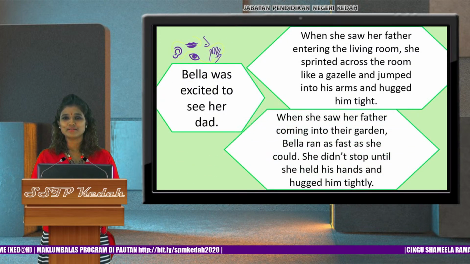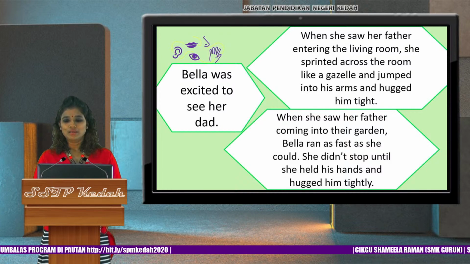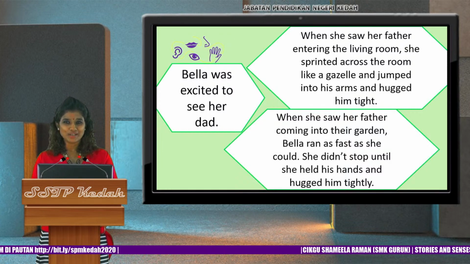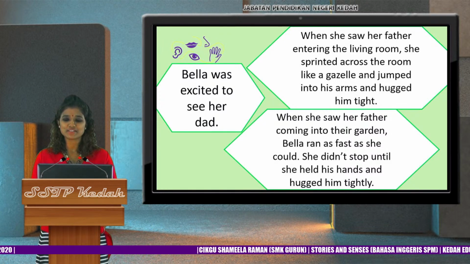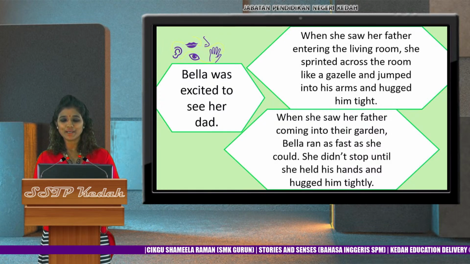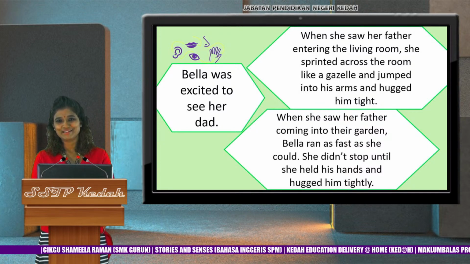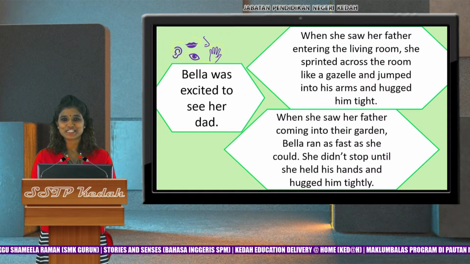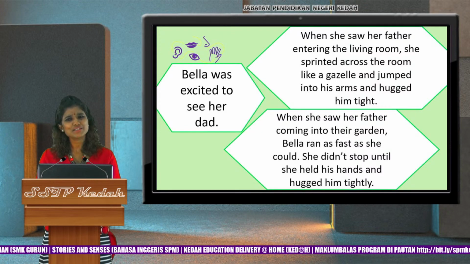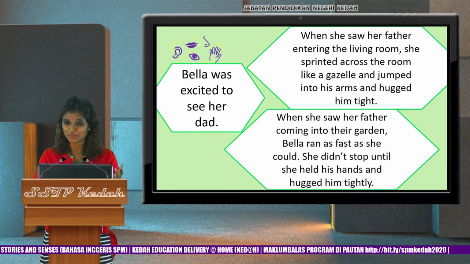Okay. Next example. Living room, I'm changing to garden, variety. Coming into their garden, Bella ran as fast as she could. She didn't stop until she held his hands and hugged him tightly. You see, when a daughter misses her father, you feel this based on your experience again, okay, your memories.